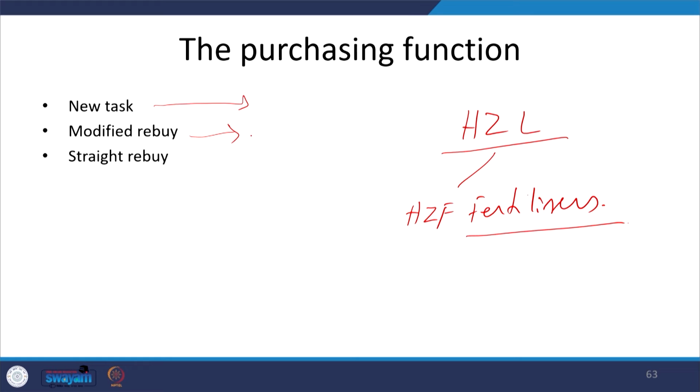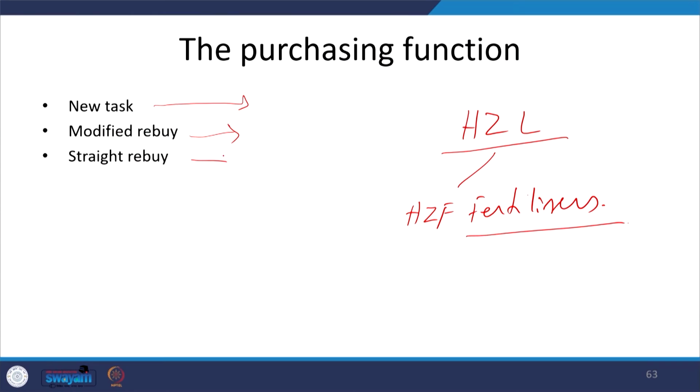So, in such a condition they would like to go for a slightly different kind of product, and maybe the existing suppliers or vendors might not be able to help or support them in their needs. So, in this case we say the purchasing function is mostly involved in a modified, right, revised or modified rebuy. The third is a routine task.